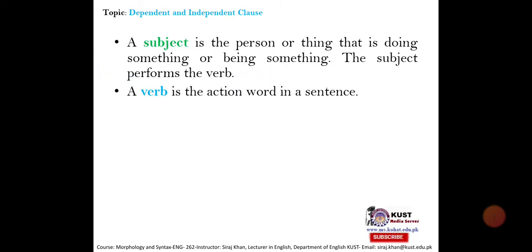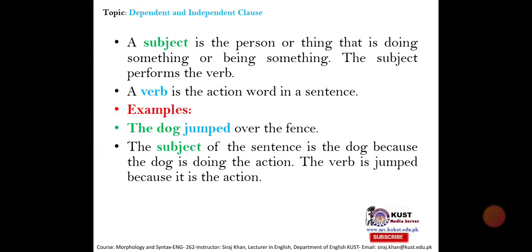What is a subject? A subject is the person or the doer of an action, or the subject performs the verb. In a sentence, we have a doer of an action, or we give a name to someone or something, that is called the subject. And predicate is the part of a sentence that can be called the verb part. So we are talking about the subject and the predicate. The dog jumped over the fence. Now, the subject, the dog, which is highlighted in green, is the dog because the dog is doing the action, and the verb is jumped because it is the action.